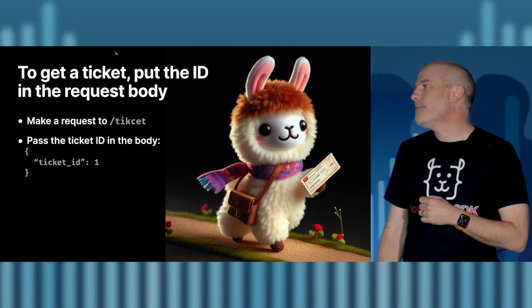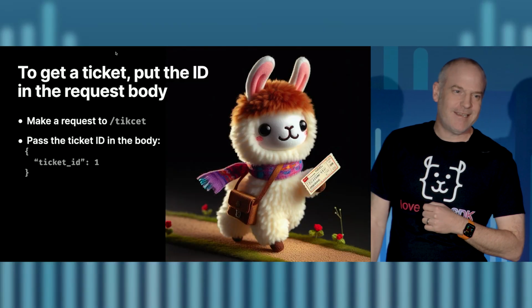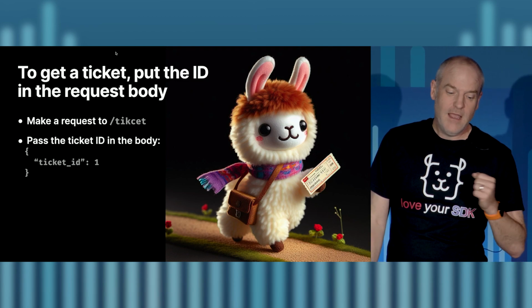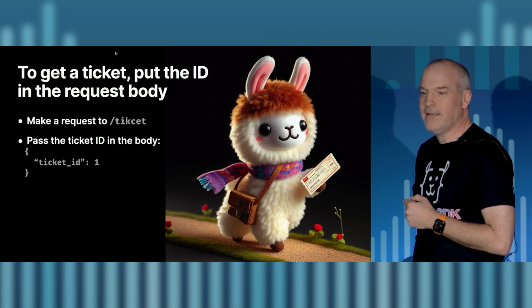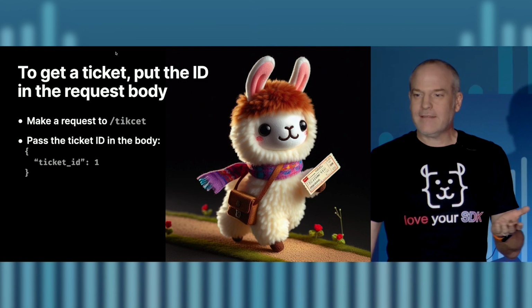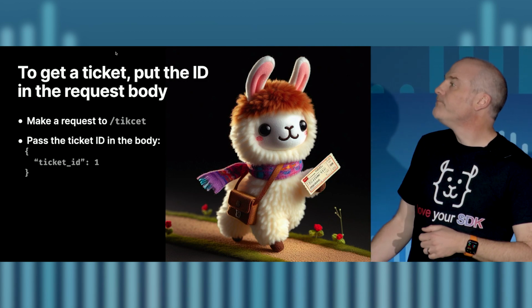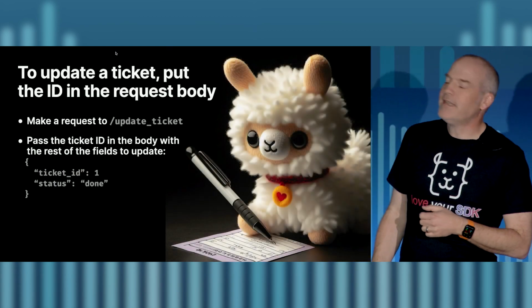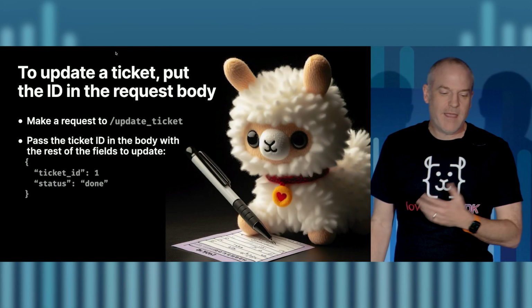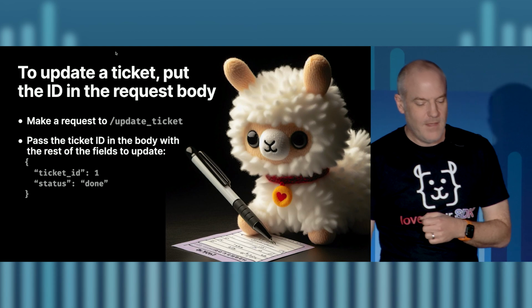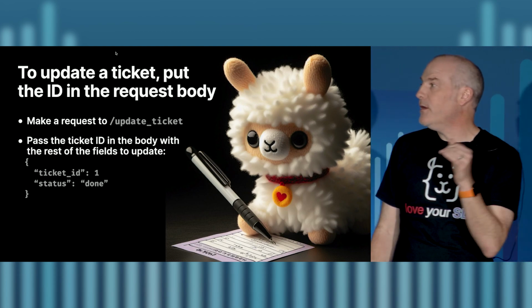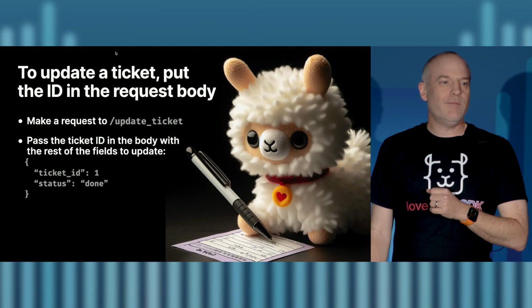We want to get a ticket? Oh, we just make a request to /ticket, spelled wrong. And then in the body, we can put ticket ID 1. And that's how we get it. Yeah? That makes sense, doesn't it? Makes sense to everyone. Same with if we want to update a ticket. We can make a request to /update ticket. We put the ticket ID in the body, and we put what we want to update in the body of the request.